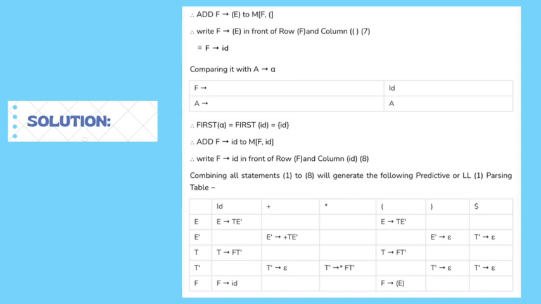Add F tends to (E) to M[F, (]. Write F tends to (E) in front of row F and column where bracket opens, with 7. Now, F tends to ID, compare it with A tends to small a. F tends to ID, A tends to small a. First of A is equal to first of ID, which is equal to ID. Add F tends to ID to M[F, ID]. Write F tends to ID in front of row F and column ID, 8. Combining all statements 1 to 8, we generate the following predictive or LL(1) parsing table. It is as shown here.